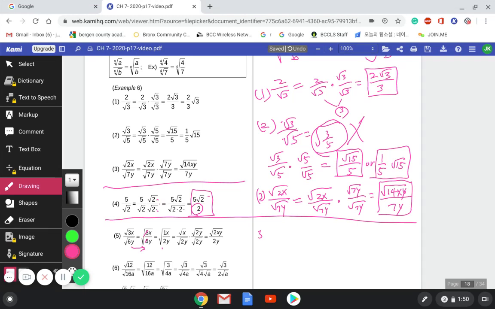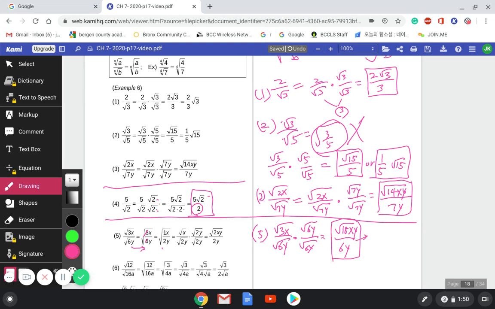Now, what if I do this in another way? What if I just multiply radical 6y on the top and bottom first? What's going to happen? Then the bottom becomes 6y and the top becomes 18xy. So it looks like it's simpler that way, but this is not the end.